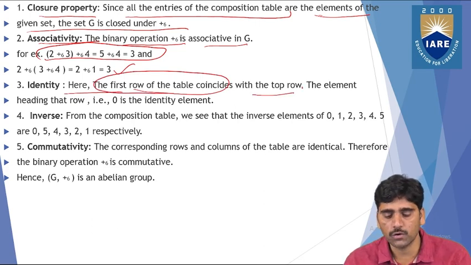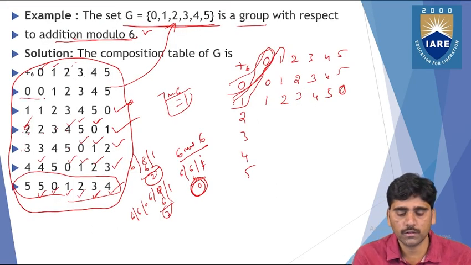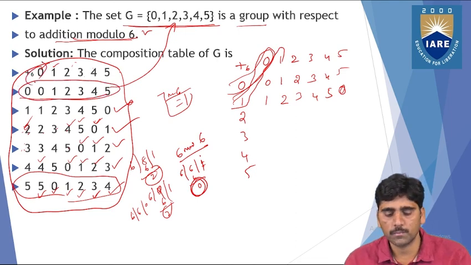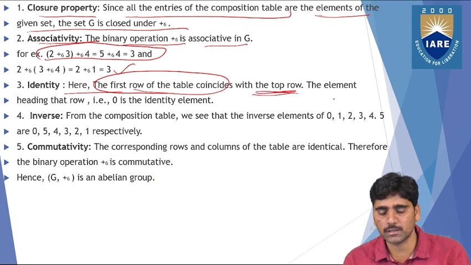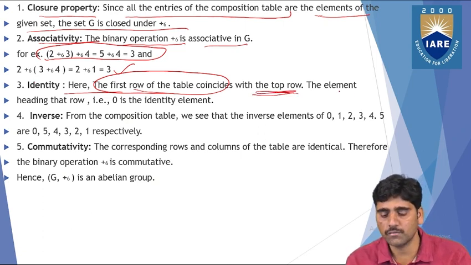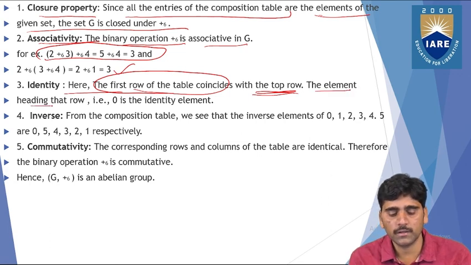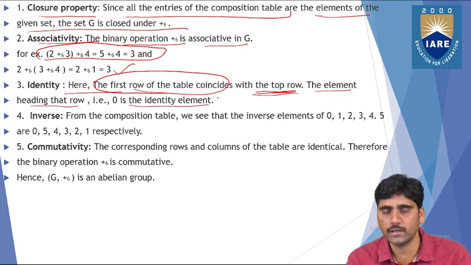And the identity property: here the first row of the table coincides with the top row of the table. The top row of the table contains some elements, and the first row has the same elements, the element heading that row. So 0 is the identity element.